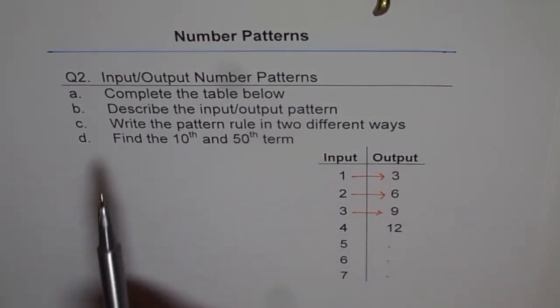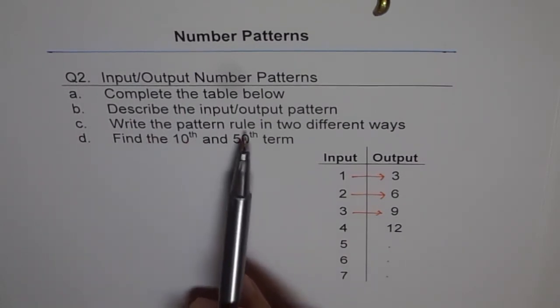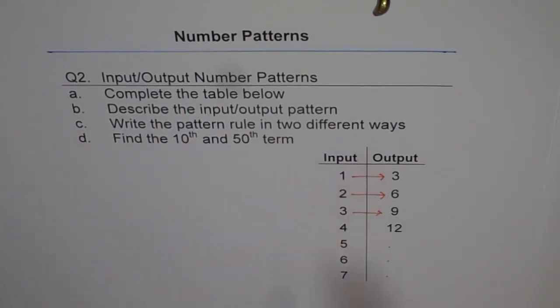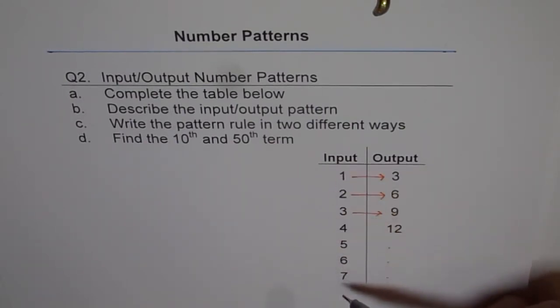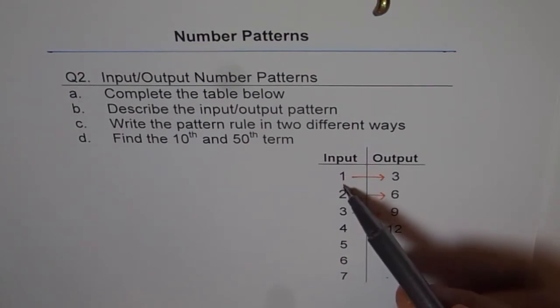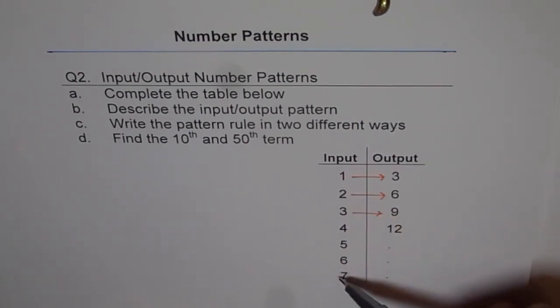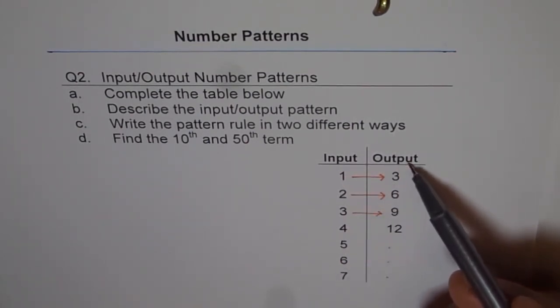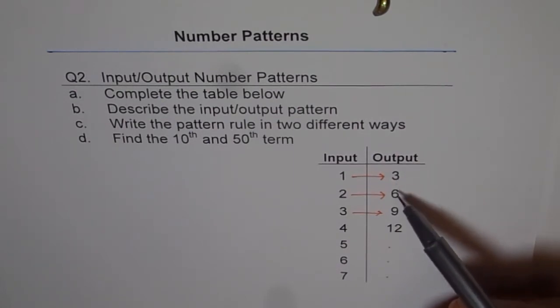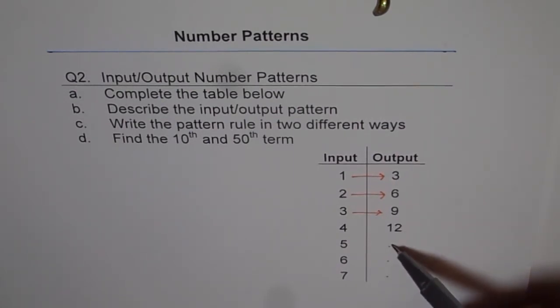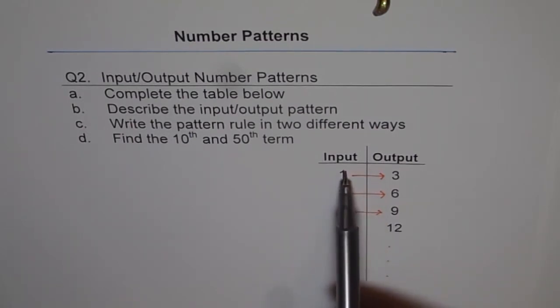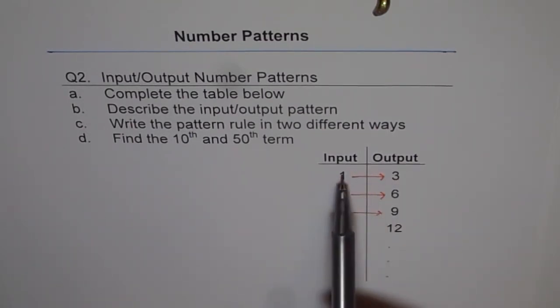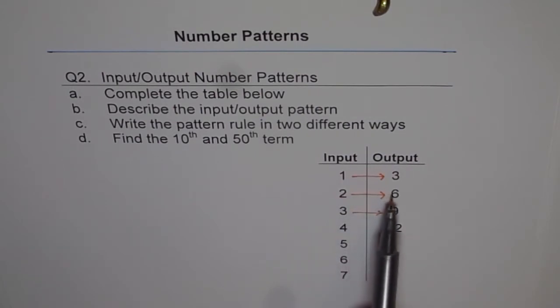So describe that. And C is write the pattern rule in two different ways. You can write many pattern rules here. One pattern rule could be for inputs: inputs start at 1, increase by 1 each time. The pattern rule for output is start at 3, increase by 3 each time. The pattern rule for input to output is times 3. Input times 3. 2 times 3 is 6, 3 times 3 is 9, 4 times 3 is 12, and so on.